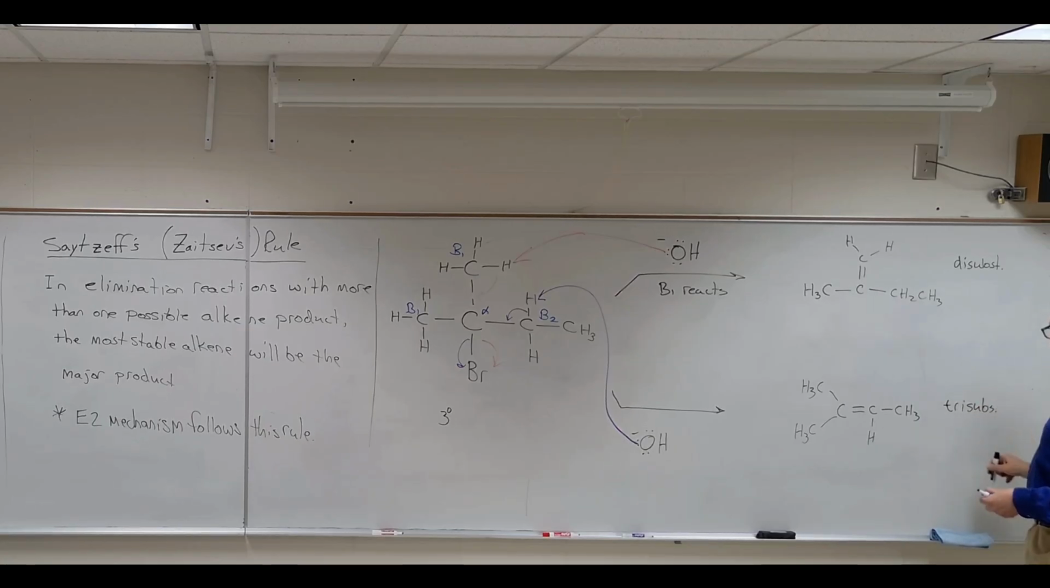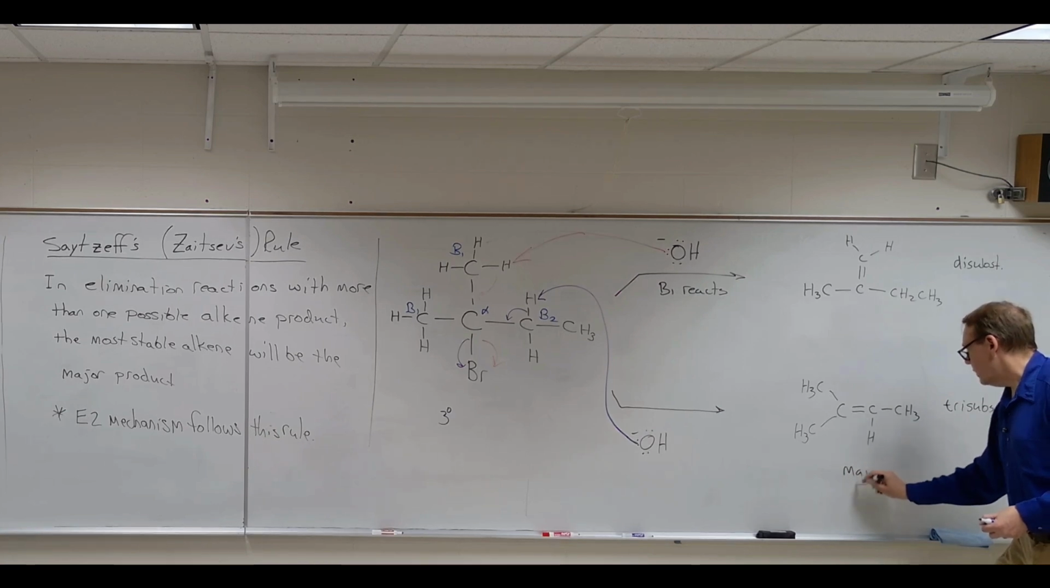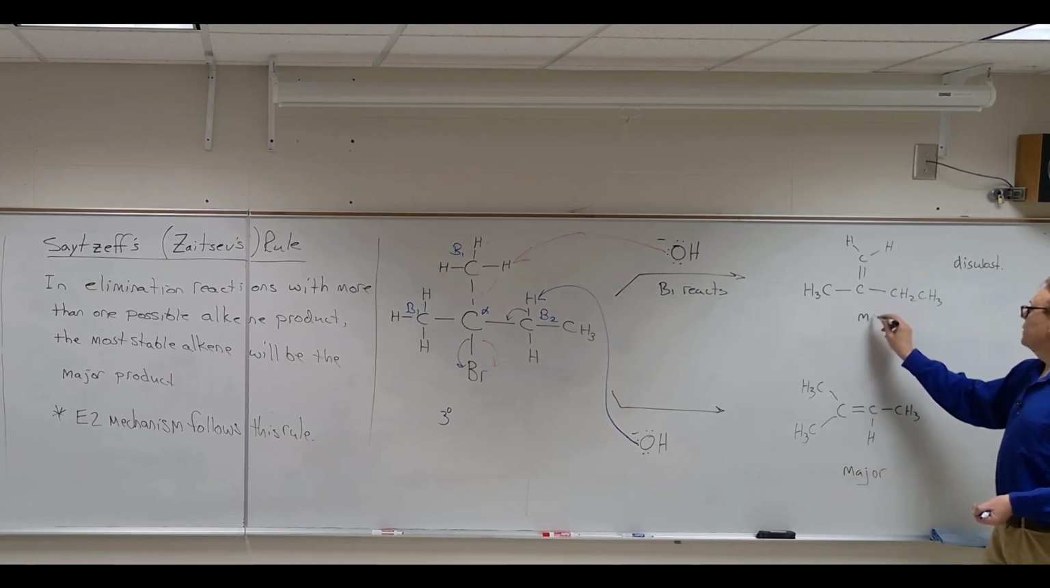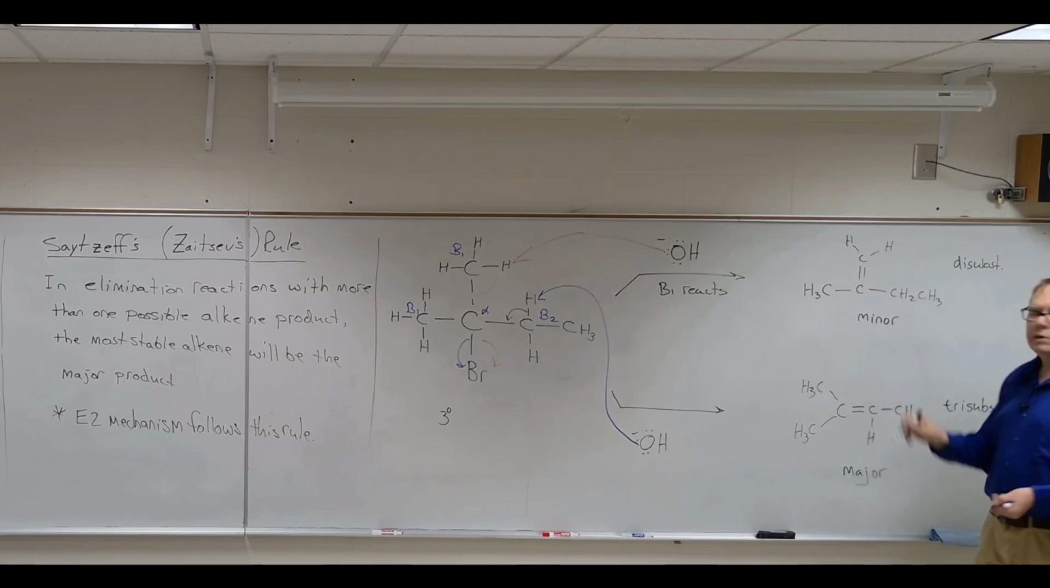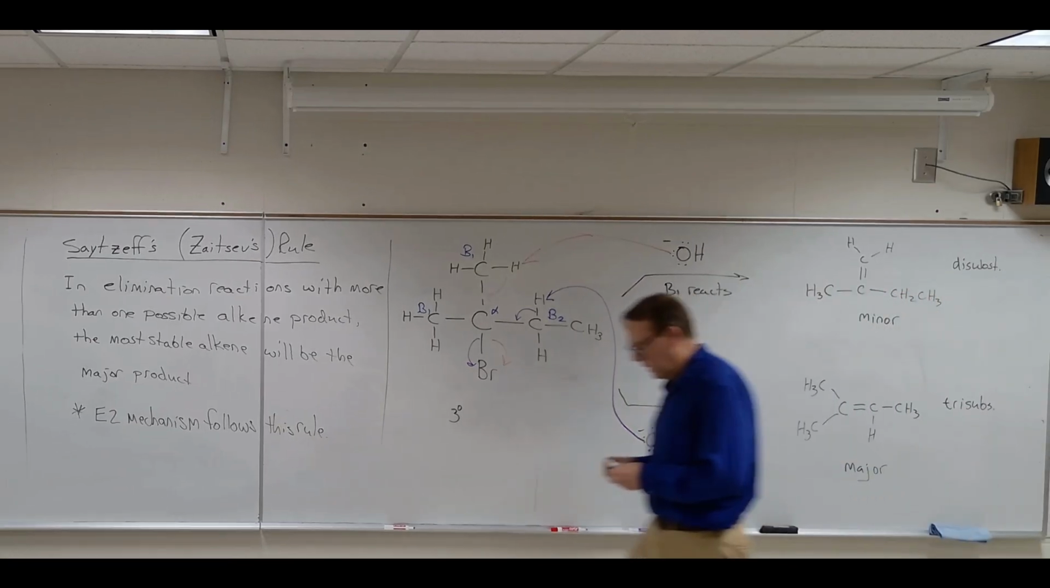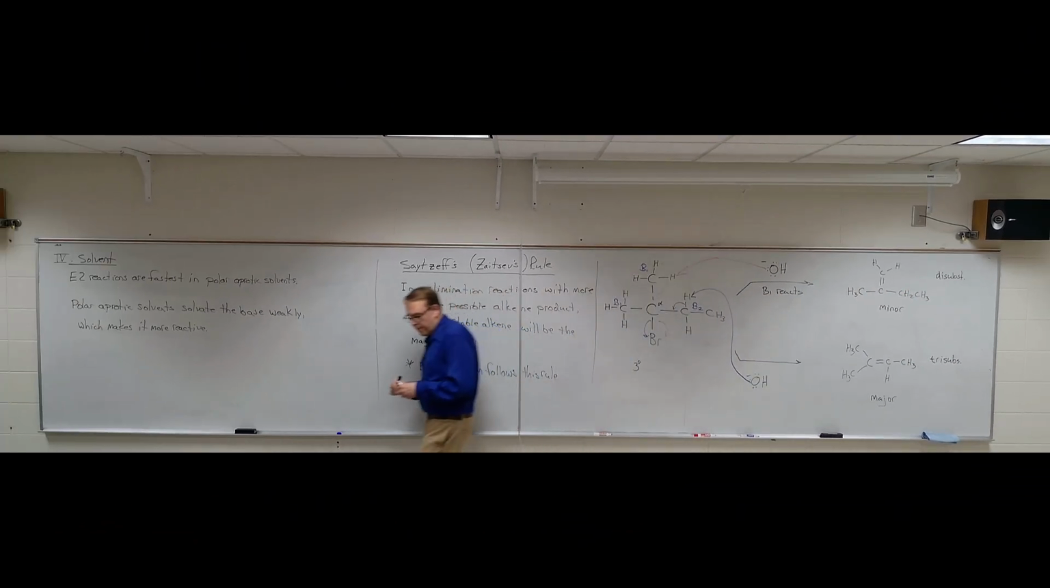And so since this is more highly substituted, this would be the major alkene product. This would be the one you'd expect to get more of. This would be minor. It would probably be produced, but less of it. And so this is how Zaitsev's rule can work to your advantage. It's how it can help you predict what's going to happen.